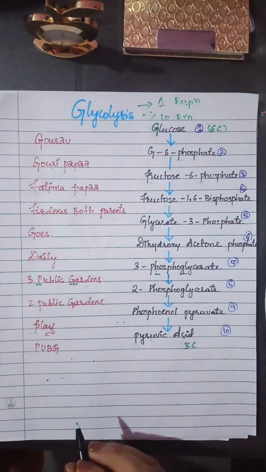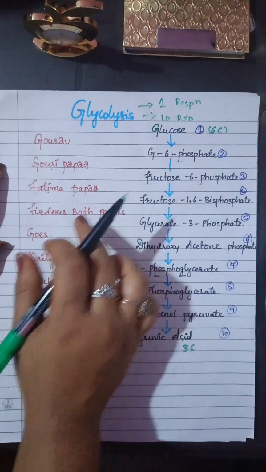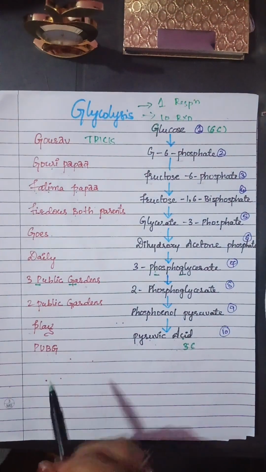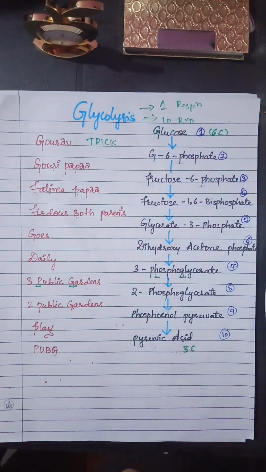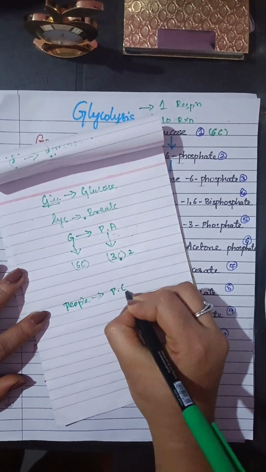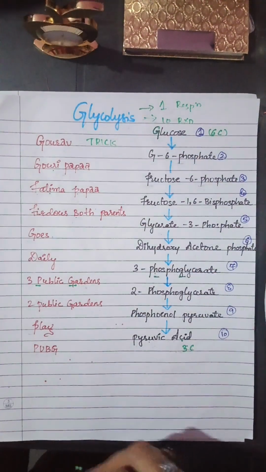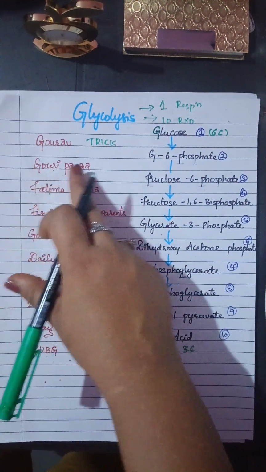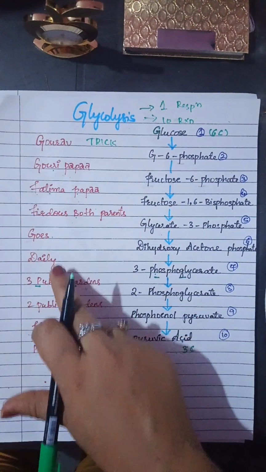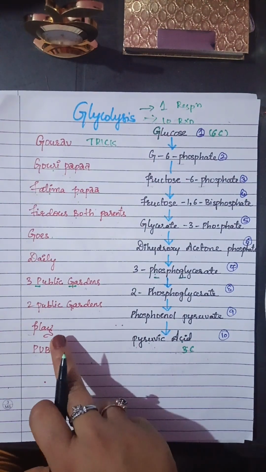So very first, we will be seeing how to remember these reactions. We will be remembering this through a trick. So what is that trick? Here a few people are visiting a public garden in order to play PUBG. So who are they? We are calling them Gaurav, Gauri father, Fatima father, Firdos both parents. These are the persons who go daily to 3 public gardens or 2 public gardens in order to play PUBG.